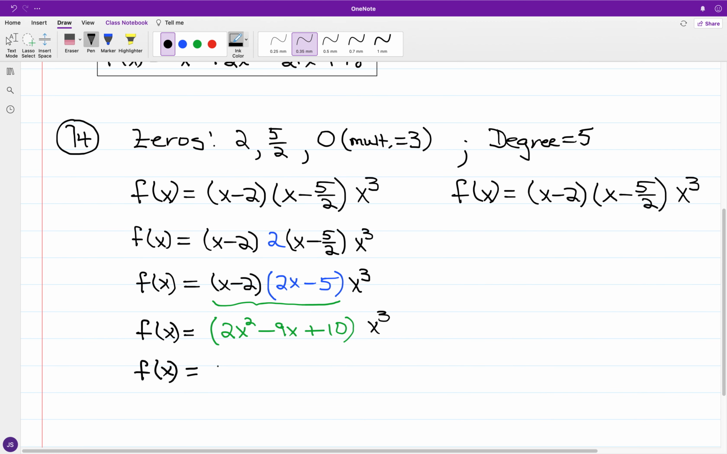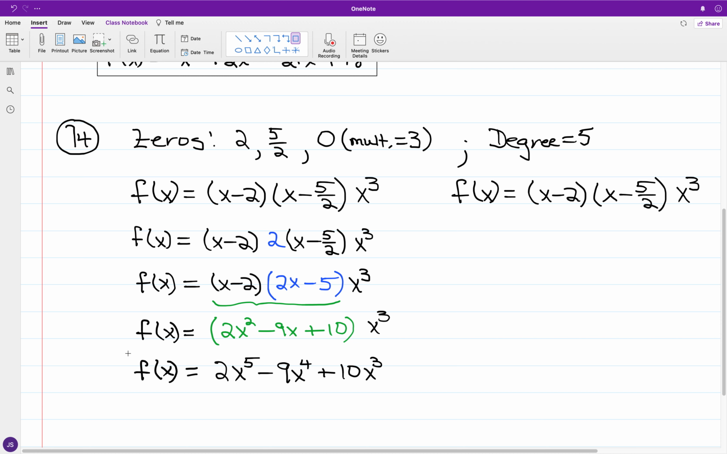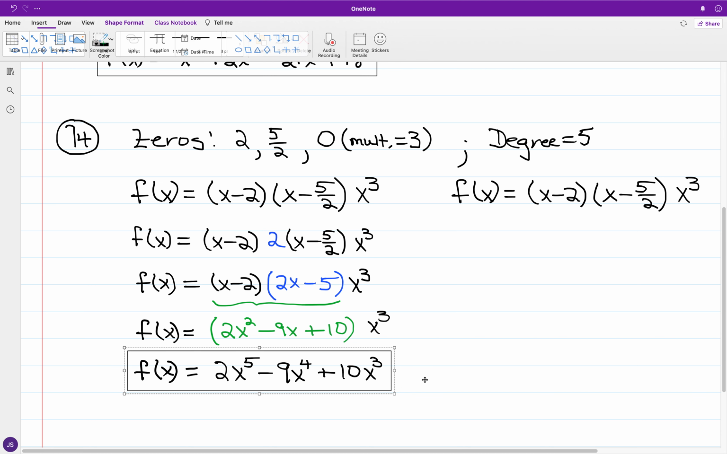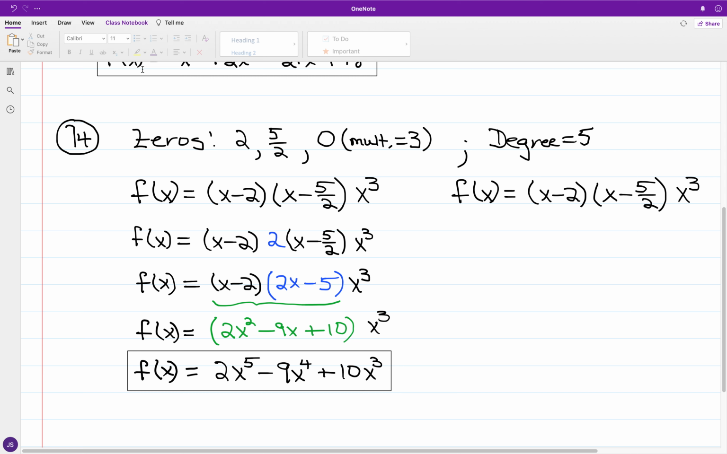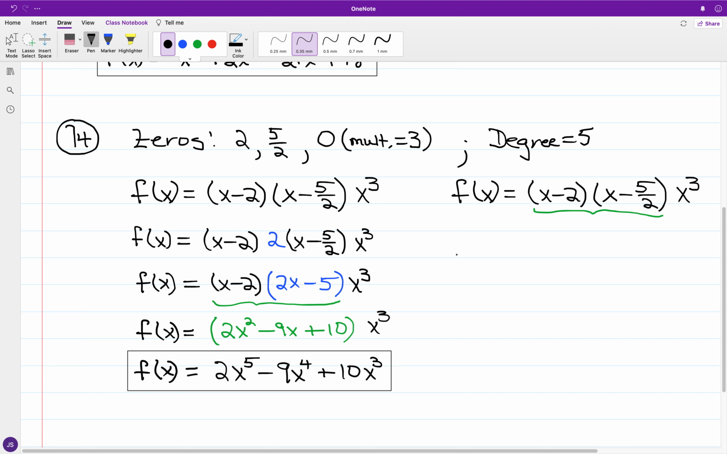So we're going to have 2x to the fifth minus 9x to the fourth plus 10x cubed. Okay, and if you were to have kept the fraction, again, this is just another possible approach.